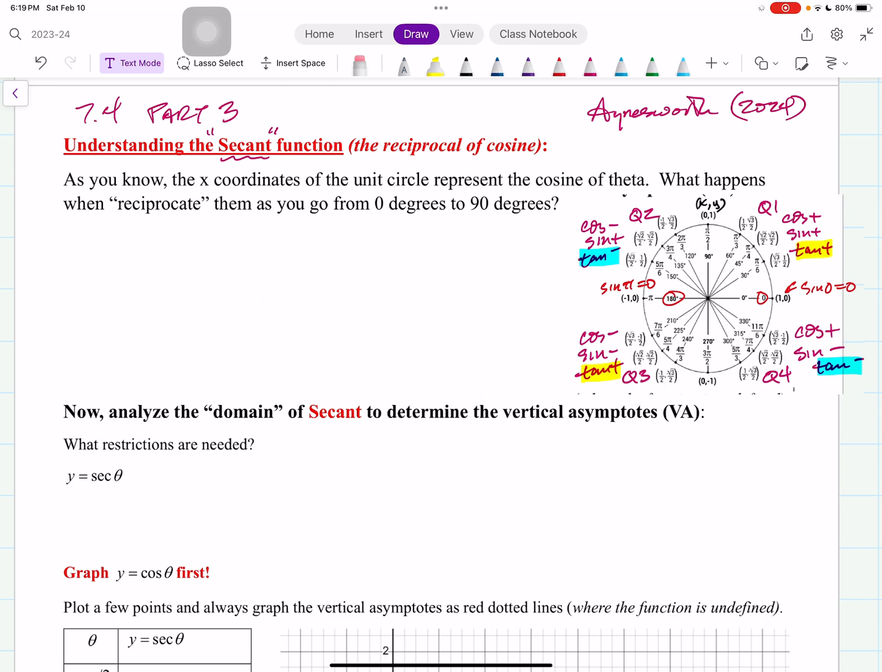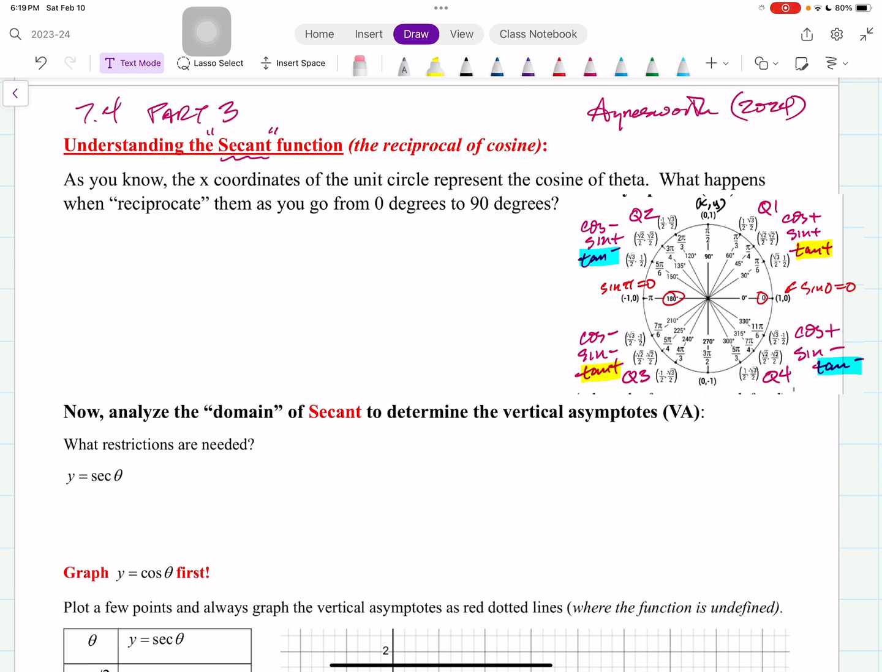In the first lesson, I worked on the tangent function, part 1. Part 2 is the cotangent function, and now we're in part 3 and talk about the secant function, which is the reciprocal of cosine. All right, so why does it behave the way it does? Why does it look the way it does? Why does it have a different range and so on? So we're going to get into that.